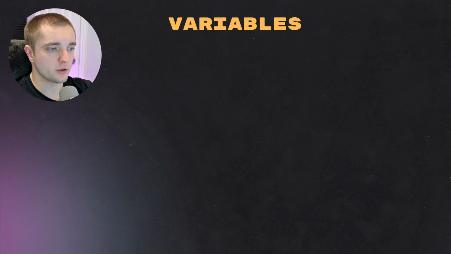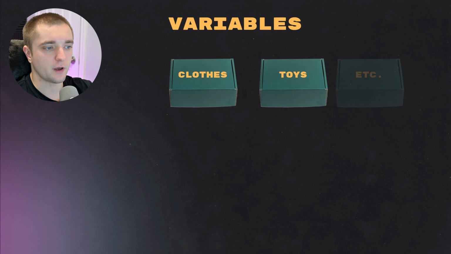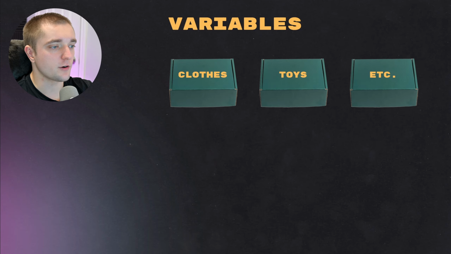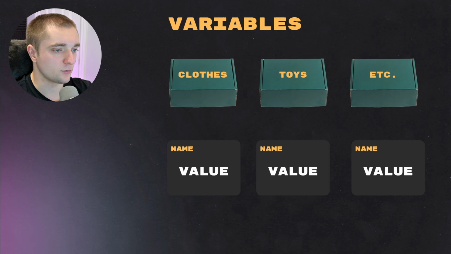Imagine you have labeled boxes where you can store different things, like clothes, toys, groceries, and other stuff. In programming, variables are like those labeled boxes. A variable is a named storage location that can hold a value. The value stored in a variable can change during the execution of a program. Like in real life, you can open your box and add more stuff there or take something out. Think of a variable as a container with a specific label. The label is the variable's name, and the container holds the value. Variables allow us to store and access information that our program needs to work with.